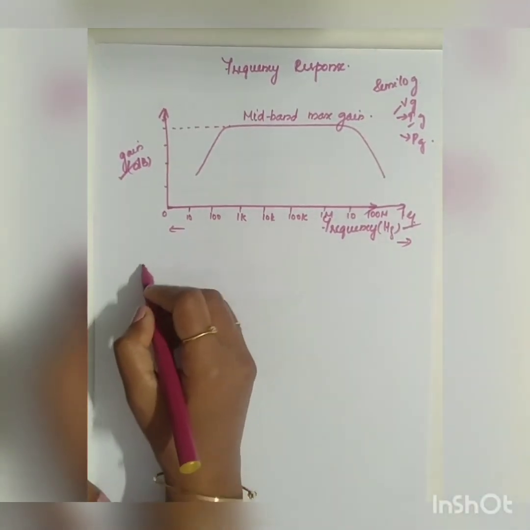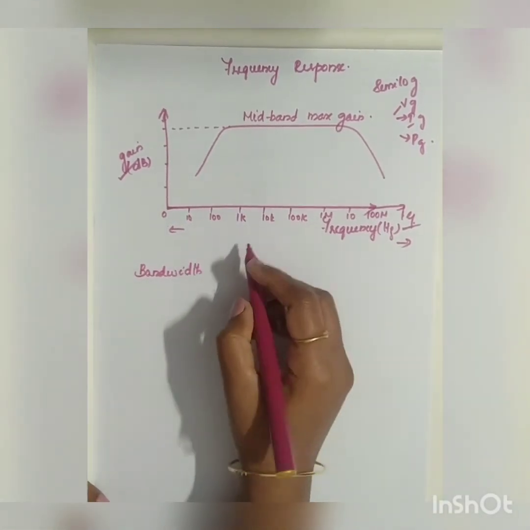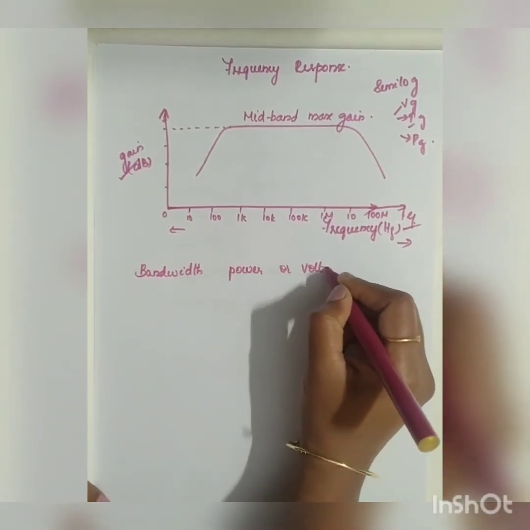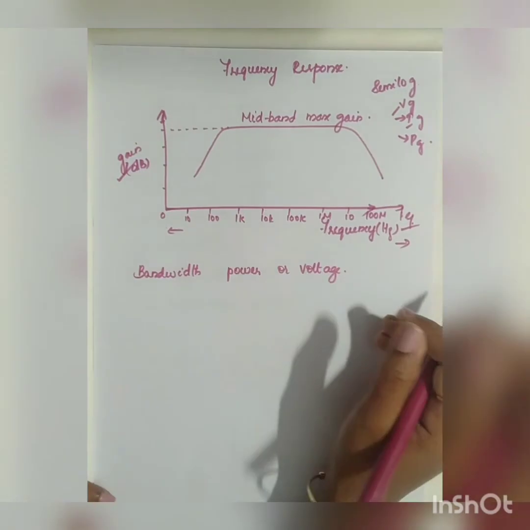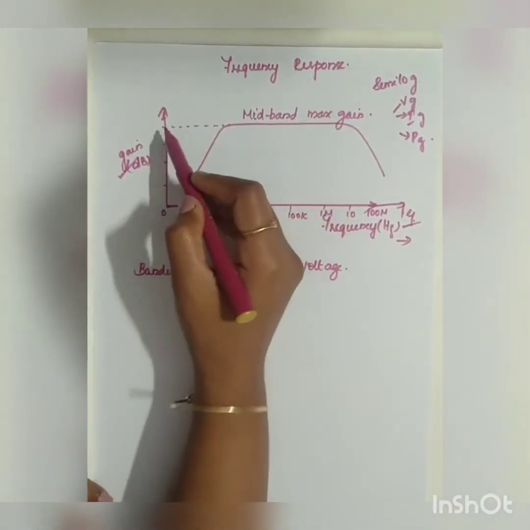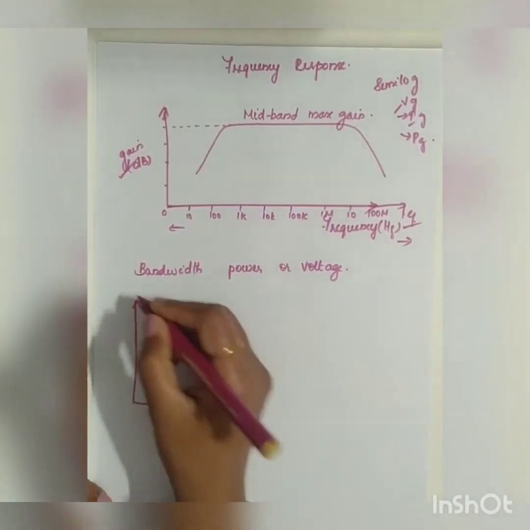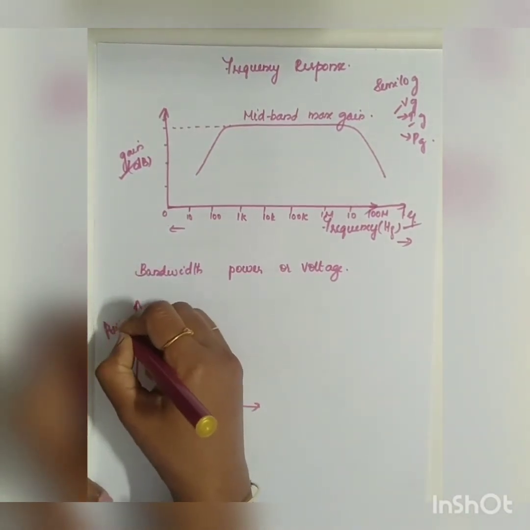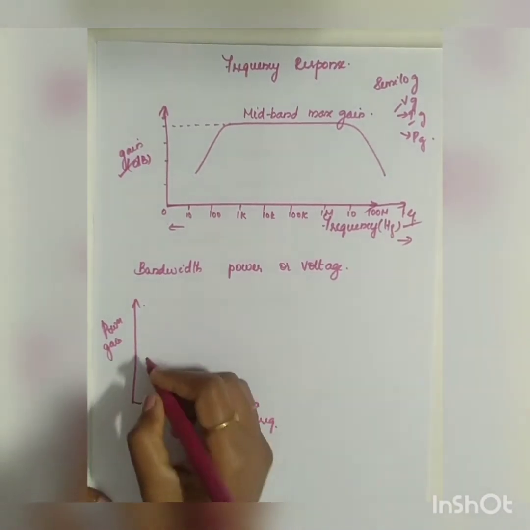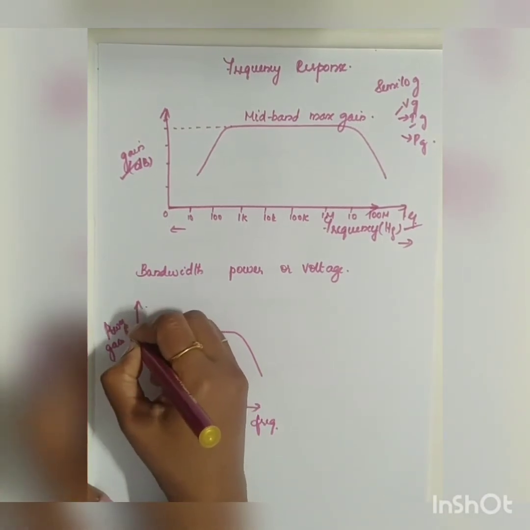Now next is your bandwidth. So bandwidth is expressed in terms of power or voltage, okay? Now your gain is expressed in decibels. Now here you will be getting the maximum gain. So let me redraw the diagram once again for power gain. If this is power gain and here it is frequency, in dB, now this will be your maximum power gain. Let me give it as P max.